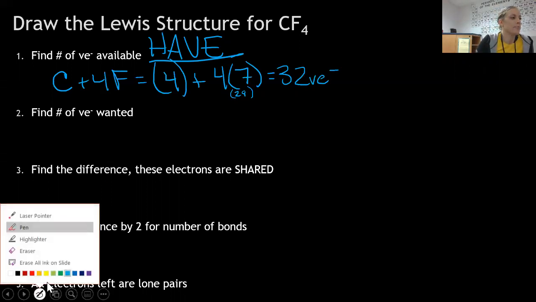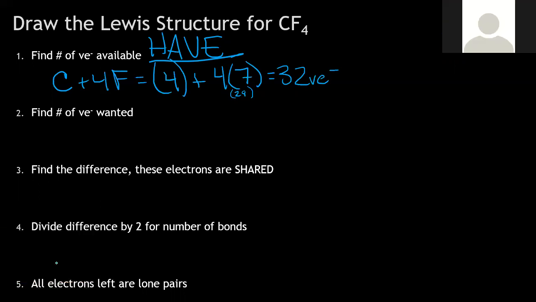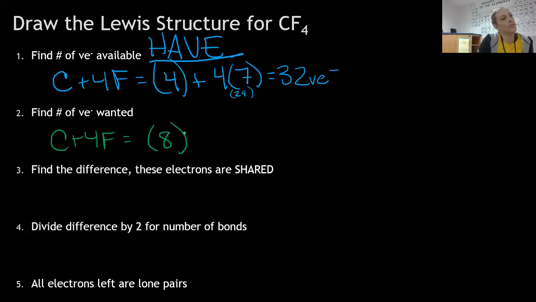Sia, do step 2 for me. Okay, so there's 1 carbon atom, so that'd be 8. That's how many it wants. Yeah. And then there's 4, so you do 4 times 8. And that gives me how many valence electrons does it want if it was a perfect world? 40.